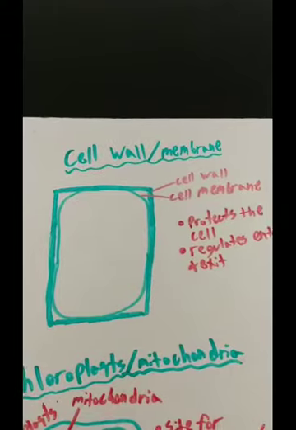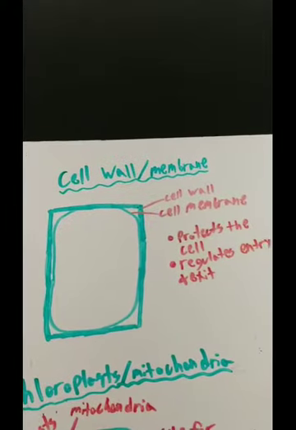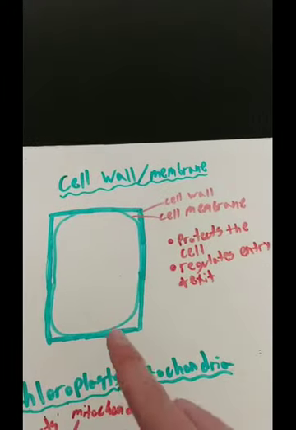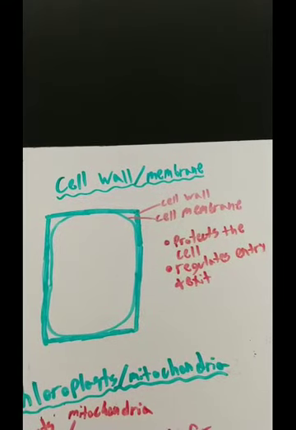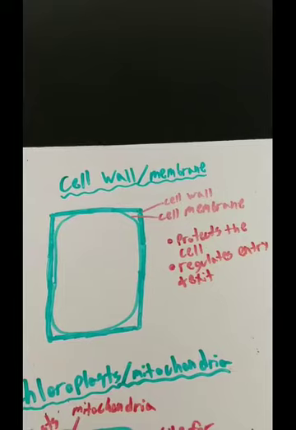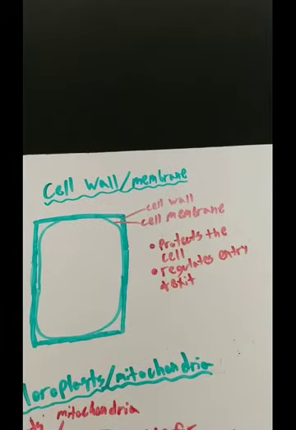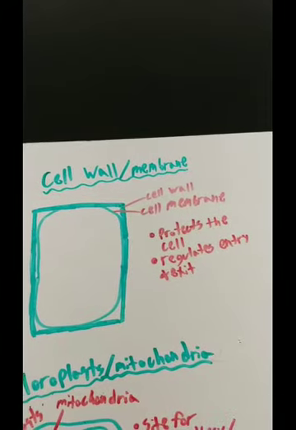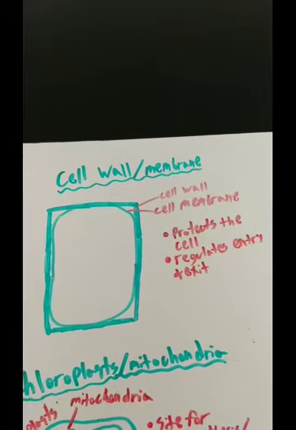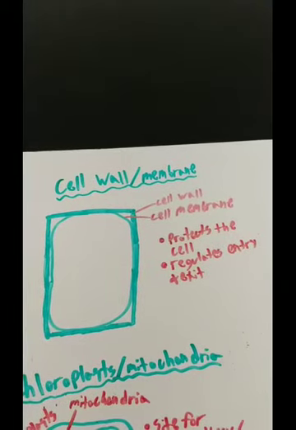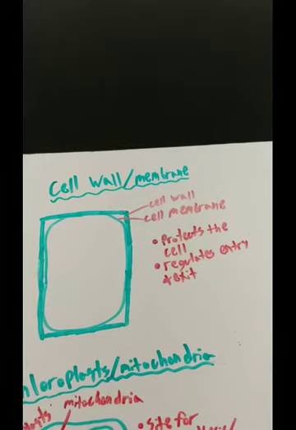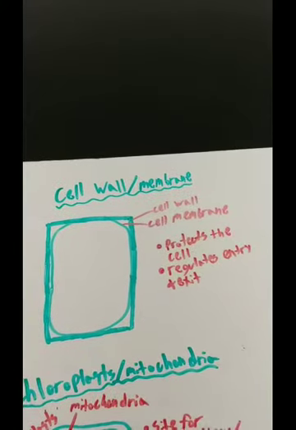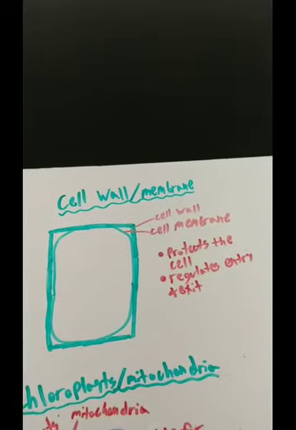So first up we have the cell wall and the cell membrane. The cell membrane is found in every cell, but the cell wall is only found in a few prokaryotic cells and the plant cells. Basically they protect the cell and regulate entry and exit into the cell. I like to think of the membrane and a little bit of the wall as a bouncer at a club. They decide who goes in and who goes out.